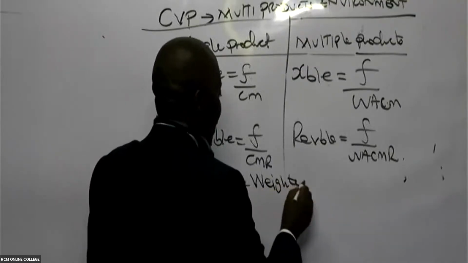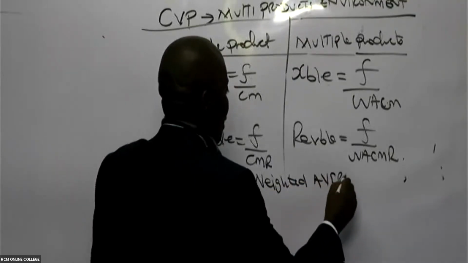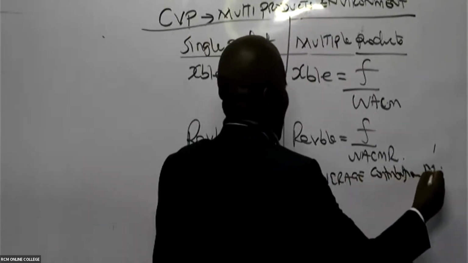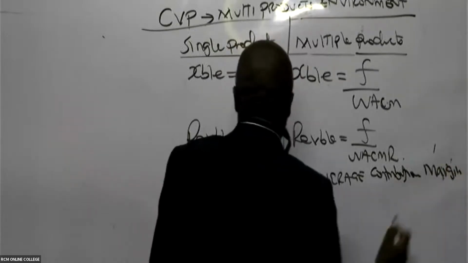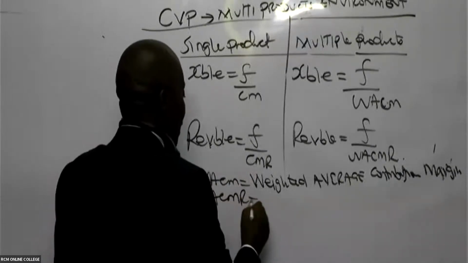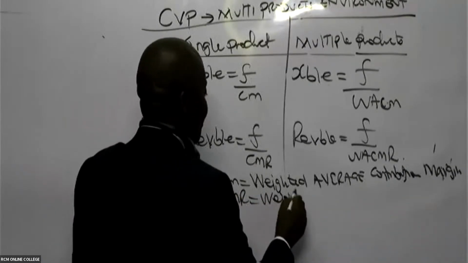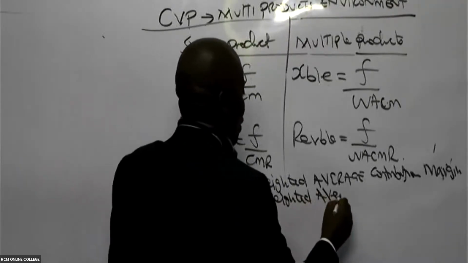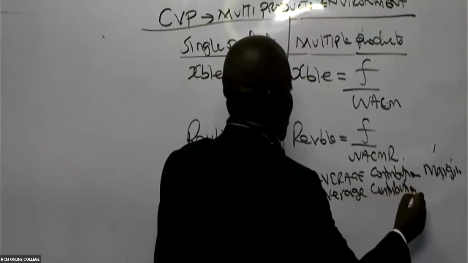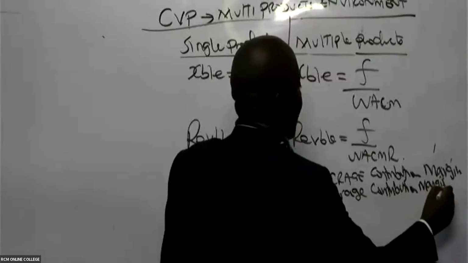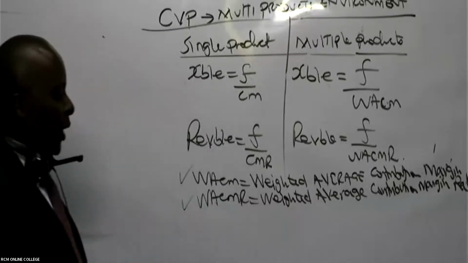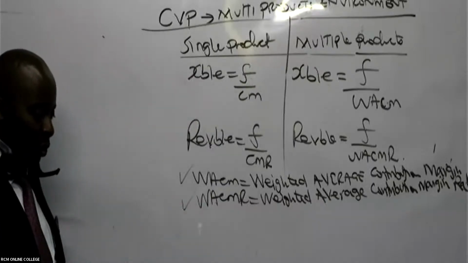Weighted average contribution margin. Weighted average contribution margin, and a WACMR will be weighted average contribution margin ratio. Ratio like that. Weighted average contribution margin ratio.